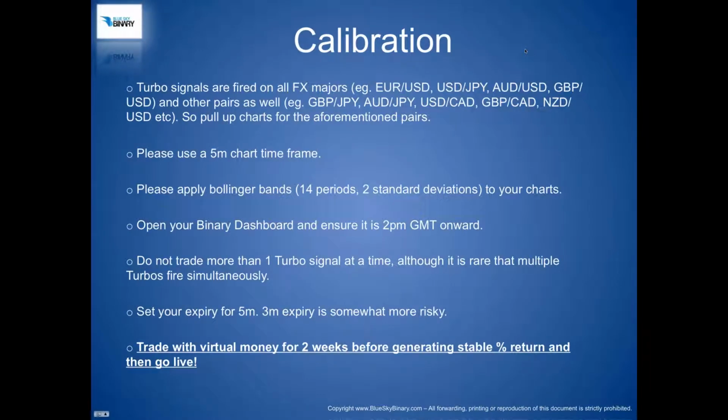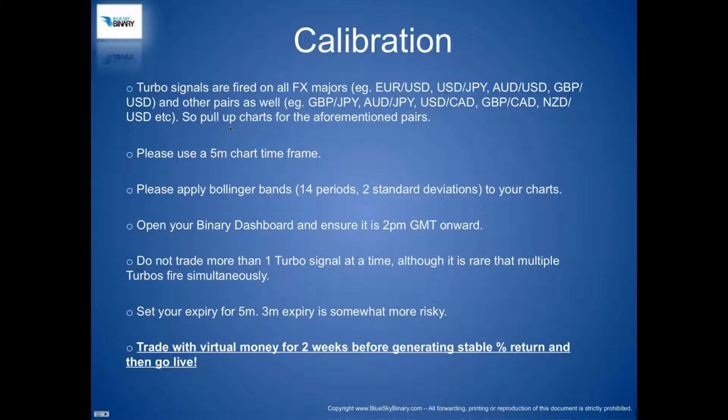Let's now discuss how you can calibrate your charts and your software so that you get the most out of the turbo signal. First point to note is that turbo signals are fired on all FX majors. So this is Euro US dollar, USD Japanese yen, AUD USD, and cable. And other pairs as well, of course, such as the JPY related pairs, the commodity pairs that are Canadian dollar related, and some other exotics.